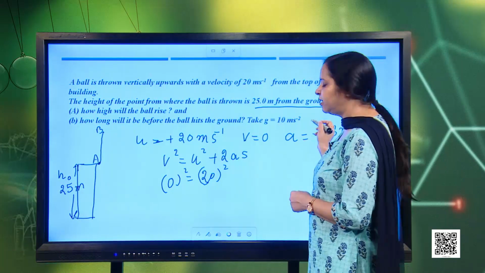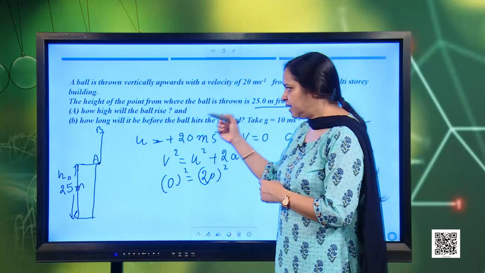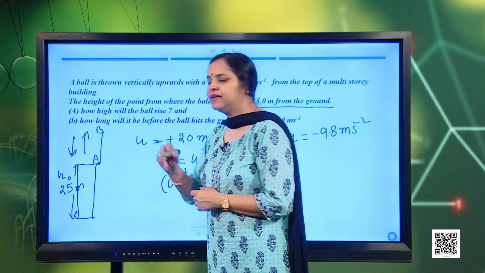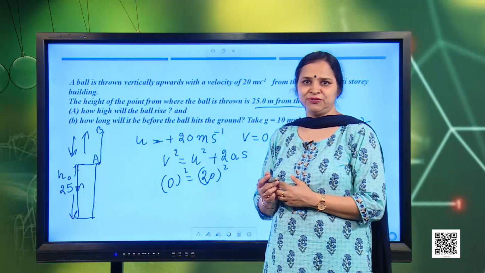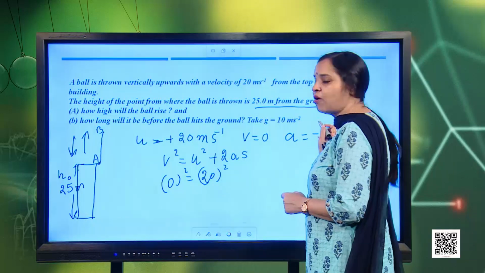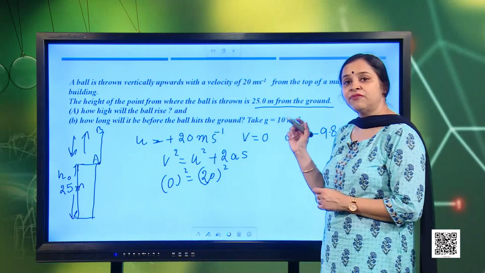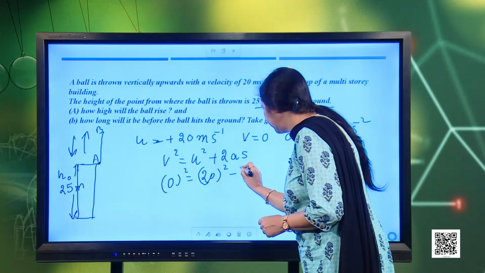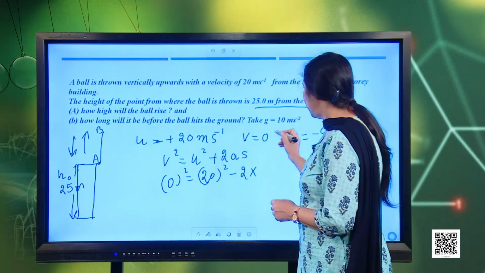Now, let's see why the value of a is taken negative. Because whether the ball is moving in the upward direction or the downward direction, acceleration due to gravity is always acting in the downward direction. So, that is why a, or the value of g, will always be negative. So, we get it equal to minus of 2 into 9.8.